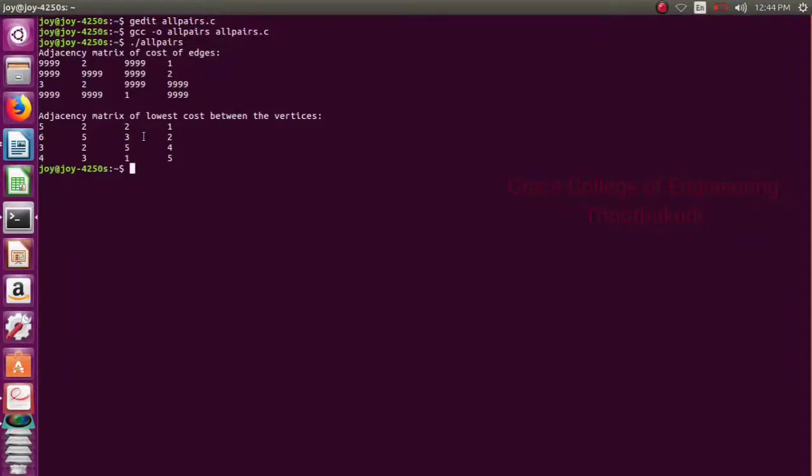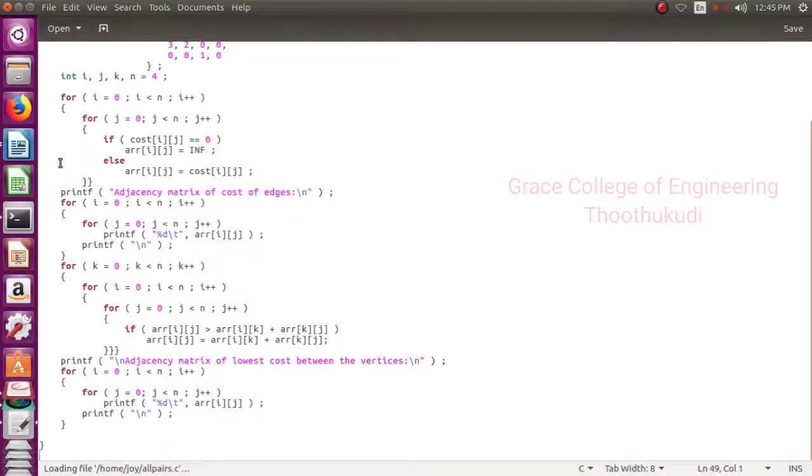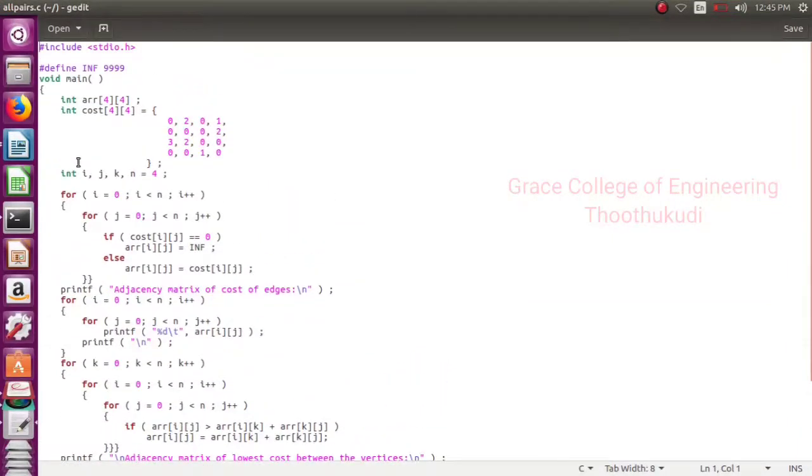Okay, so let's see how the all pairs shortest path algorithm is working. So this is my output. Let's see how it works. In my program I give the input here as an adjacency matrix. I give it in a 4x4 matrix form: 0 2 0 1. So this is my input.